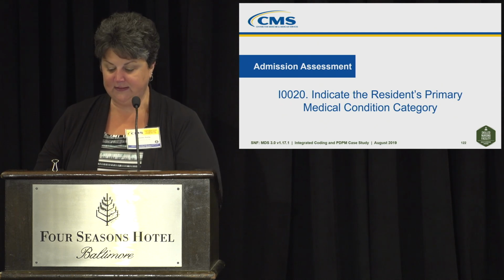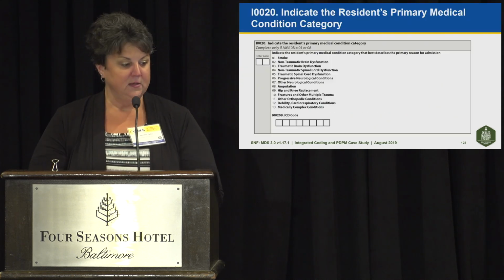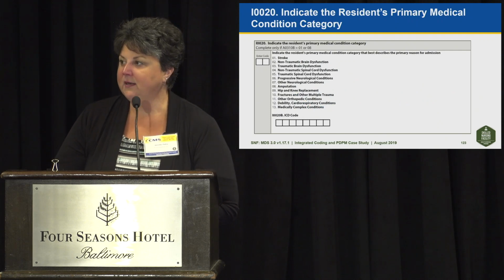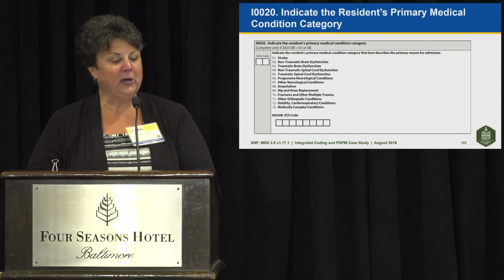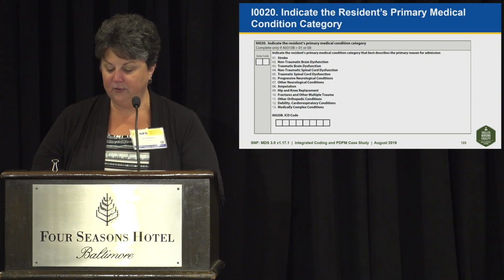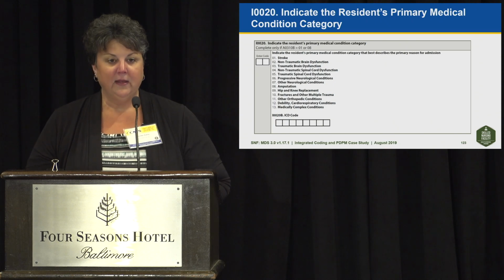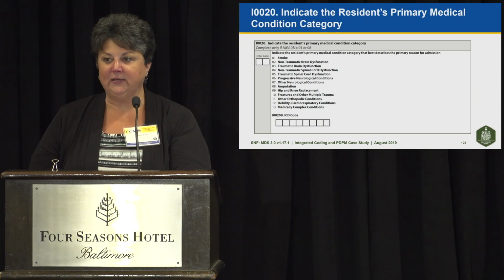I0020, the resident's primary medical condition. So here's a screenshot of I0020. Remember, in this item, the assessor documents the resident's primary medical condition category that best describes the primary reason for the Part A stay. And I want to give you all a secret.